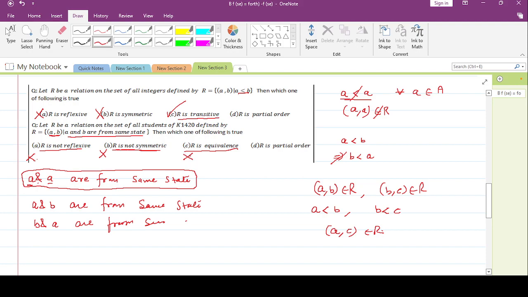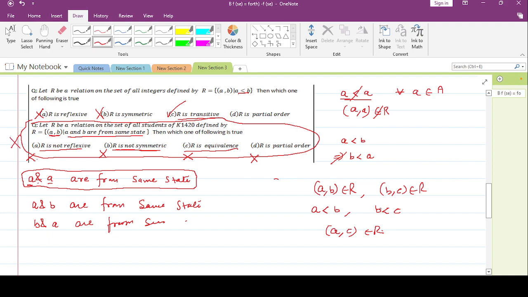Now the next one is that R is a partial order. In a partial order the relation is reflexive, but you see that this relation is not a partial order relation either. Why? Because if A and B are from the same state, meaning two persons can be from the same state, A cannot be equal to B. So that is why it is not a partial order relation. So I feel that there is some issue in the statement of this question. I feel that this statement is wrong.